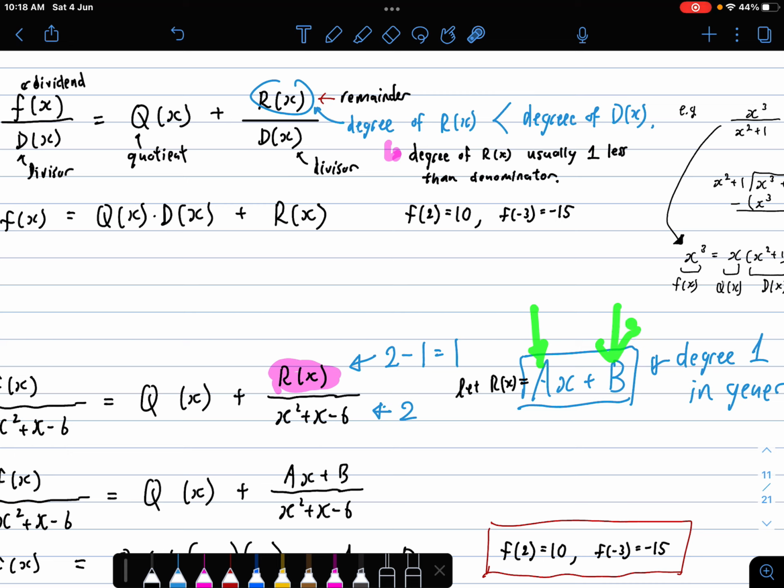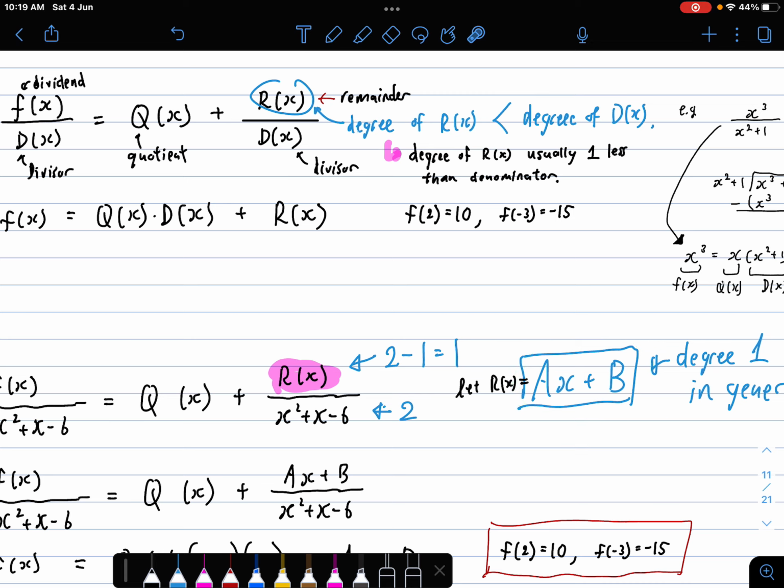So there's no remainder. Or it could be that a is equal to 0, b is equal to 1. That means your r of x equals 1, which means it's 2 degrees smaller than x squared plus x minus 6. Those are all possibilities that can be covered, provided you write down ax plus b. So this ax plus b is the most general degree 1 format. So that's why we use ax plus b.